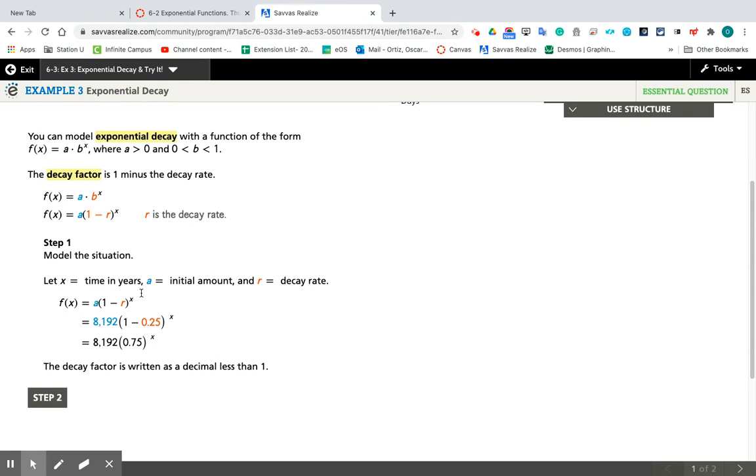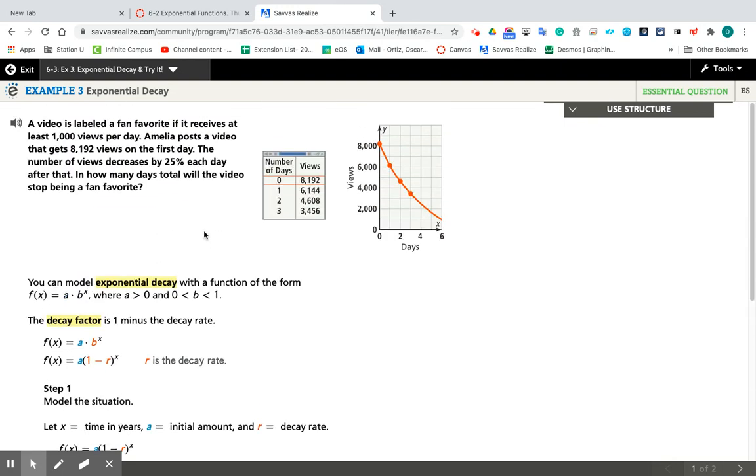So we know the percentage. Again, we will change that into a decimal. 25% is 0.25. So another way to say that it decreases 25% is to say that each number is 75% of the number before. So when you do it on your calculator, 1 minus 0.25, you will get 0.75. So now that you have the model, now it's about answering the question.